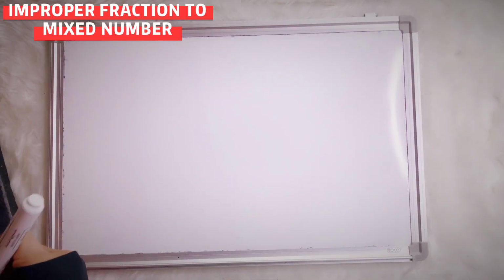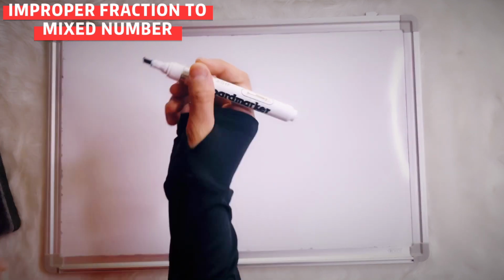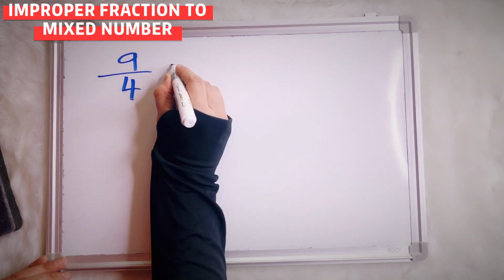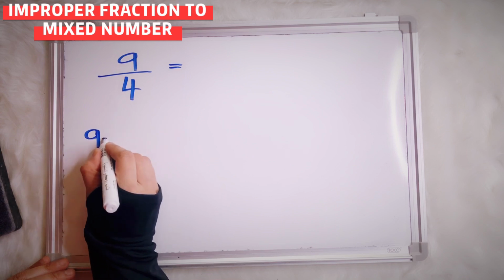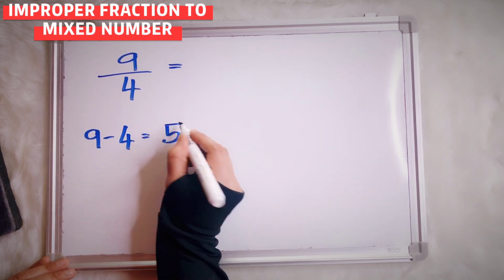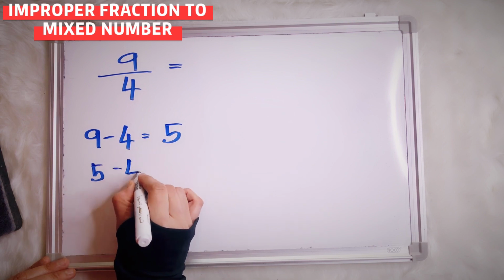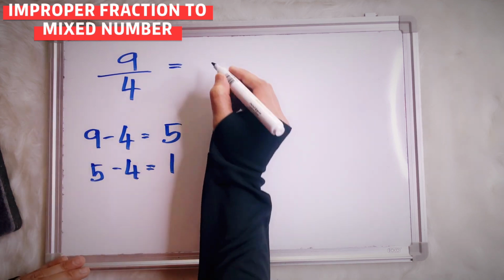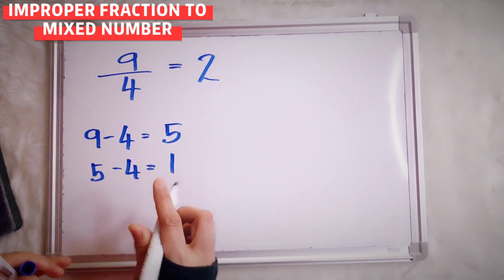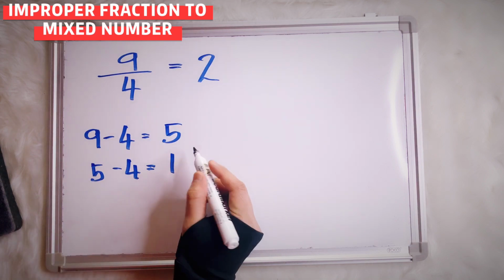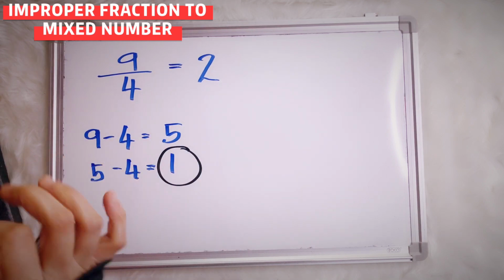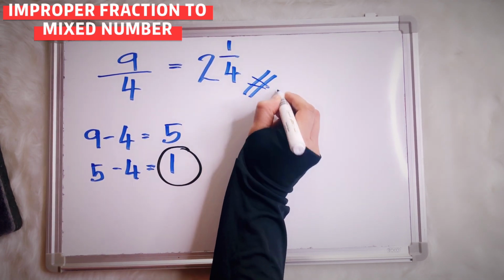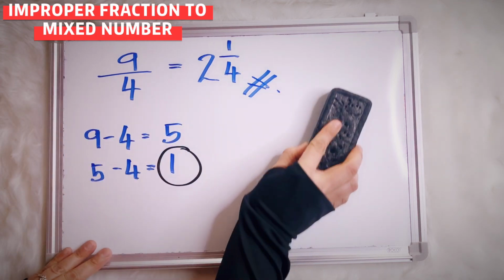Let's say I give you 9 over 4. So, now, first you take 9, you minus this 4, you will have 5, correct? So 5, you minus with 4, you will have 1. So how many times you do the subtraction? 2 times. So you put 2. The last number you subtract here, you take number 1. So you will have 1/4. Easy?